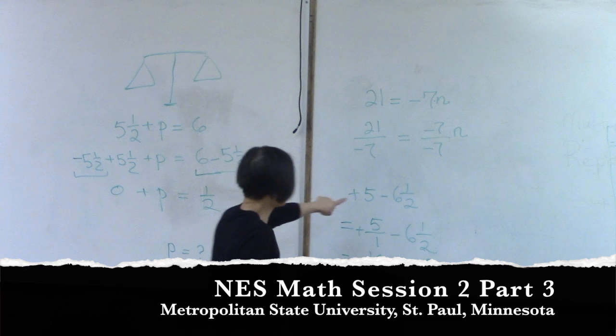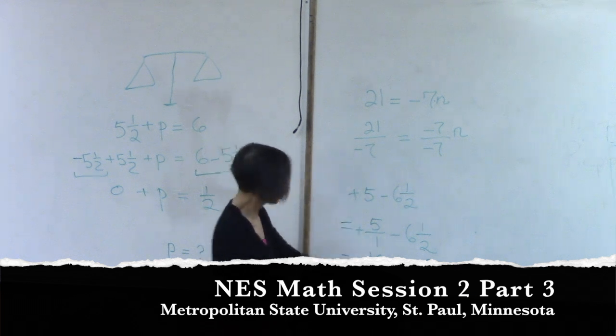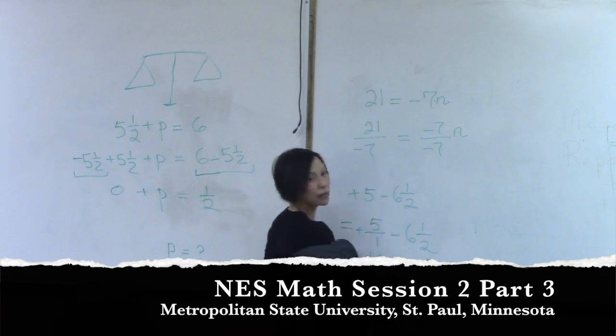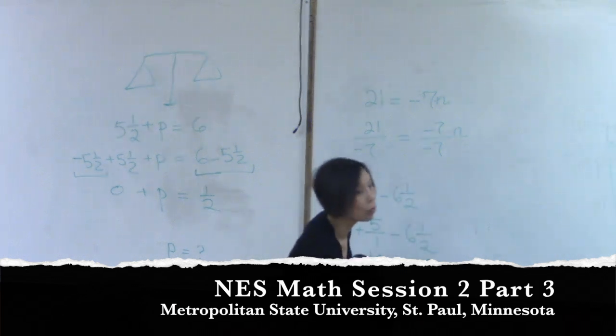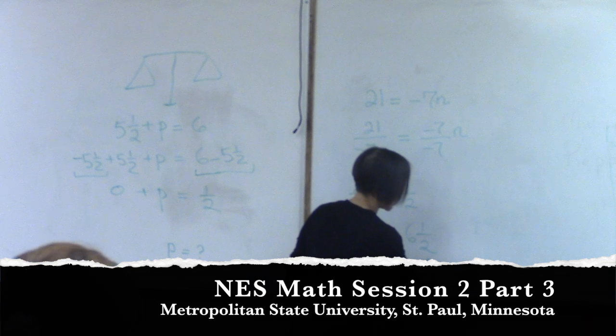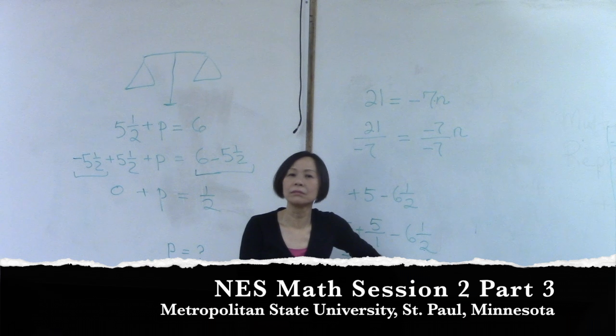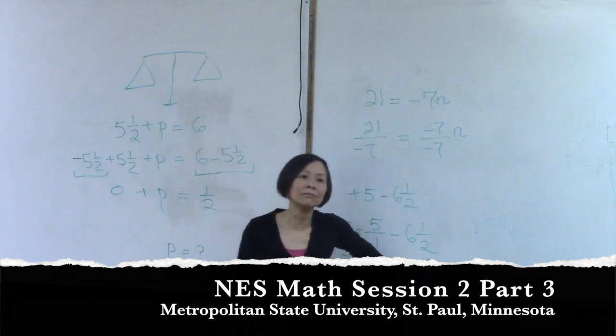You're changing the 5 into half dollars so that you can then say, well, if I have 10 and I spend 13, I actually owe 3 half dollars. What is another way of thinking of 3 half dollars? A dollar and a half.